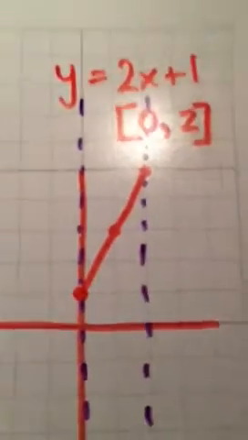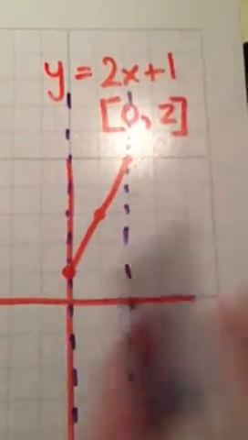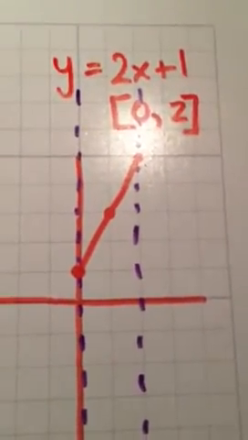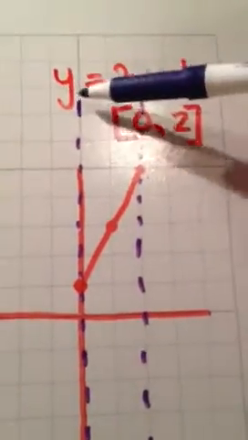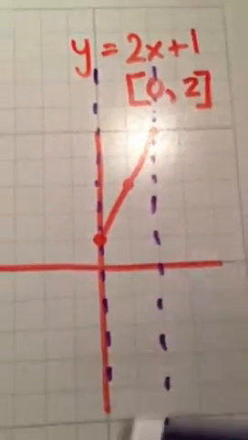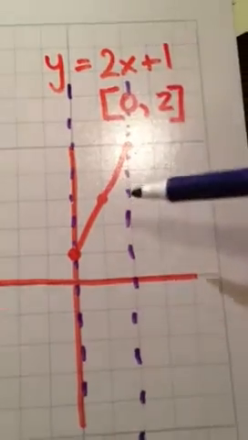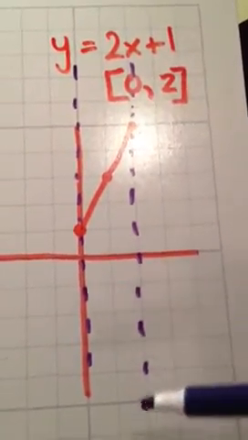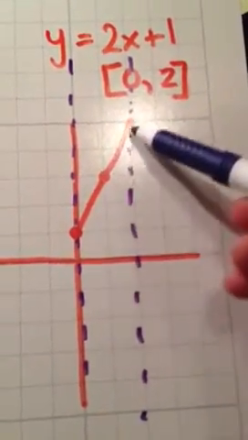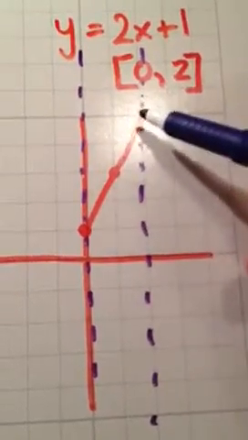All the rest of the line I don't care about. So I'm just going to totally erase it. So that's really what they're asking for, is the domain. You can almost draw these dotted vertical lines, and all you need is that little section of the line.